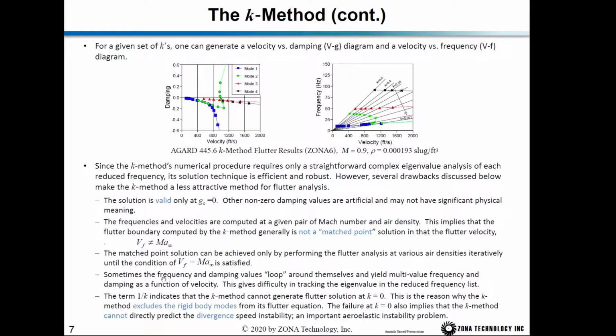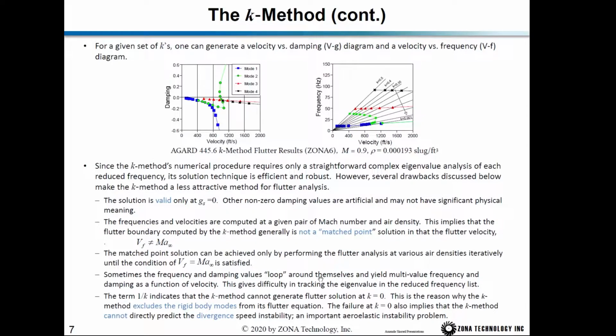Sometimes the frequency and damping values loop around themselves and give you multiple frequencies and dampings as a function of velocity. For example, as shown here, for this damping, you loop back. That means at this velocity, you have more than one solution. So this gives difficulty in tracking the eigenvalue in the reduced frequency list.